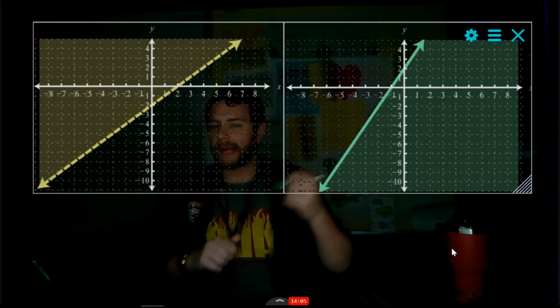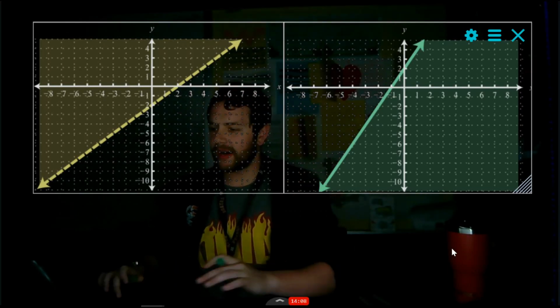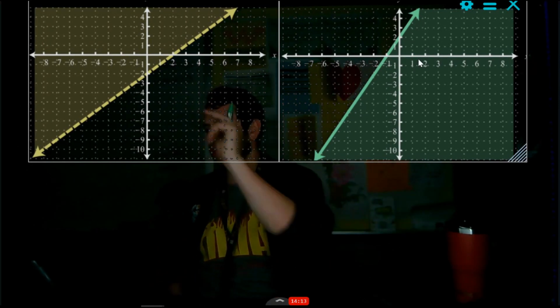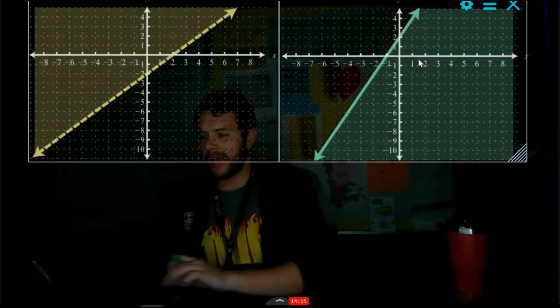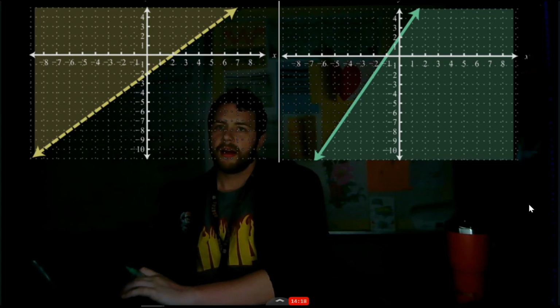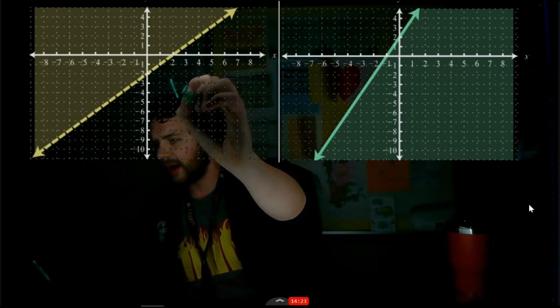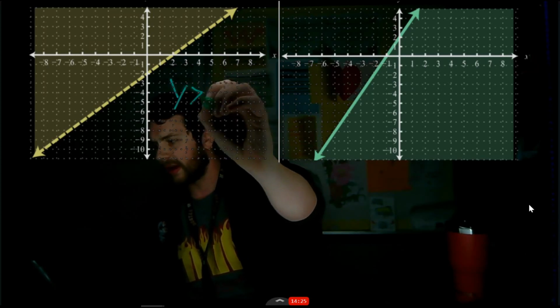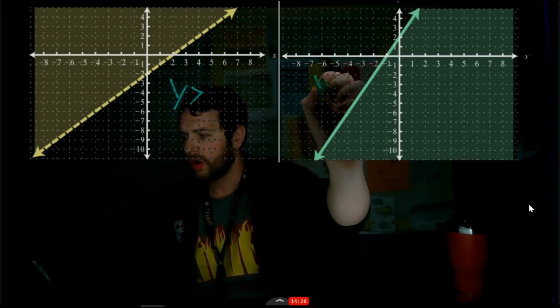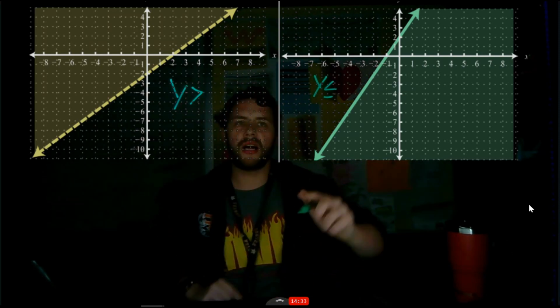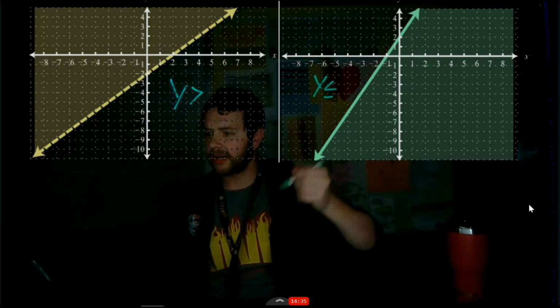So I'm going to name some points, and we're going to find out which graph they're on. We have the green graph over here and the yellow graph over here. They're going head-to-head to see which graph a point belongs to. This one I can definitely see: y is greater than some equation. This one would be y is less than or equal to. Notice here, shade above with a dashed line, shade below with a solid line.